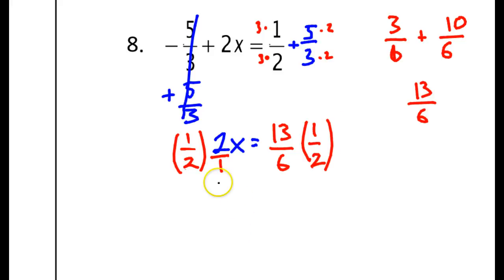Okay. So we have 1x equals 13 times 1 and 6 times 2, 12. And this is acceptable as your final answer, a reduced improper fraction. If you prefer, you can change this to a mixed number. In that case, 12 goes into 13 one time with a remainder of 1 left over. And that's okay as well.